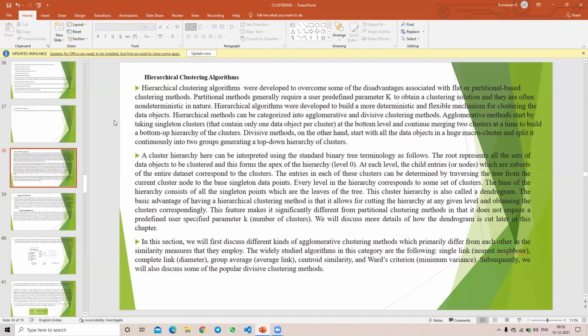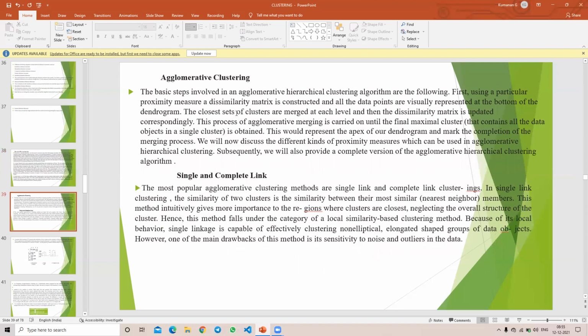In this section, we will first discuss the different kinds of agglomerative clustering methods, which primarily differ from each other in the similarity measures that they employ. The widely studied algorithms in this category are the following: single link, which is nearest neighbor; complete link, diameter; group average link; central similarity; and Ward's criterion, minimum variance. Subsequently, we will also discuss one of the popular divisive clustering methods. Next we're going to see agglomerative clustering.